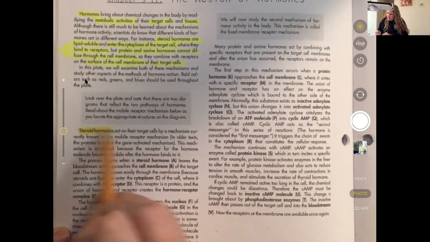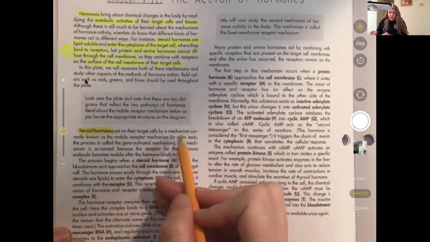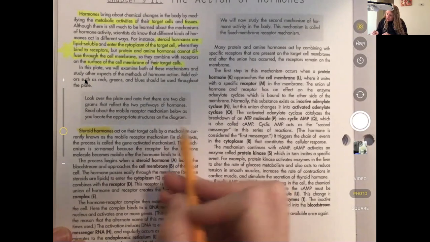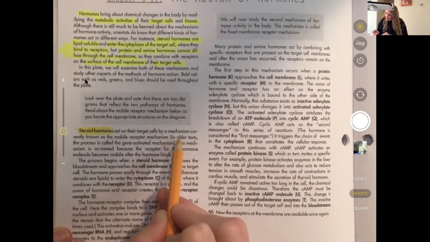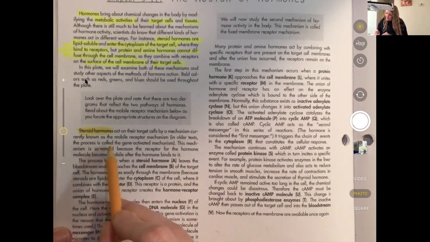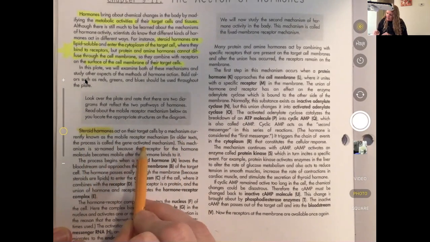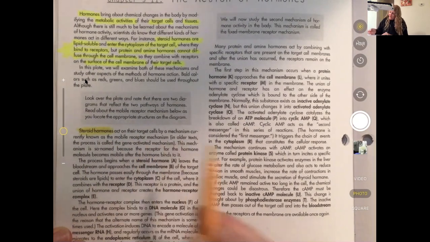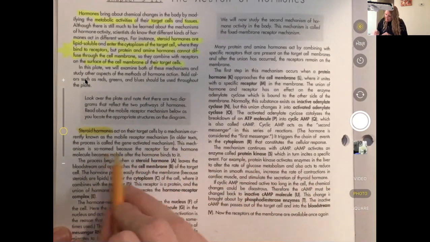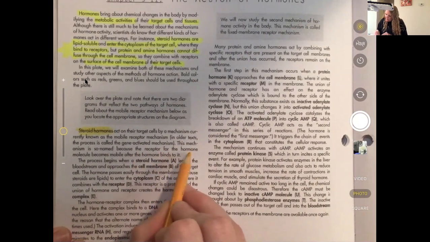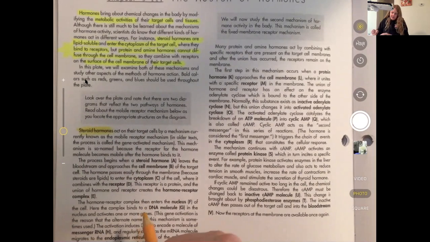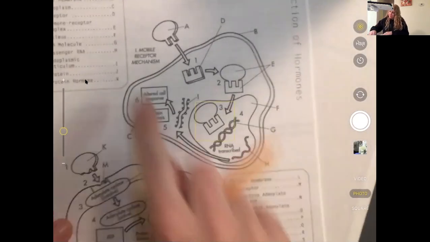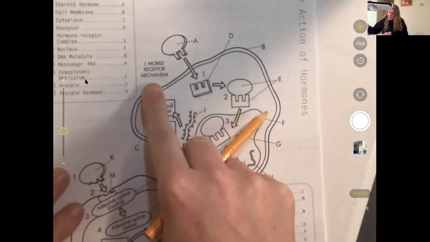So steroid hormones act on their target cells by a mechanism currently known as the mobile receptor mechanism. In older texts, the process is also called gene activated mechanism. And this mechanism is so named because the receptor for the hormone becomes mobile after the hormone binds to it. So that is going to start over here, mobile receptor mechanism.